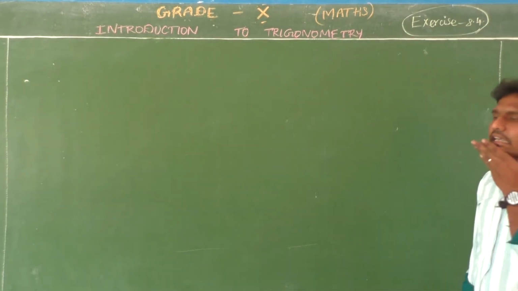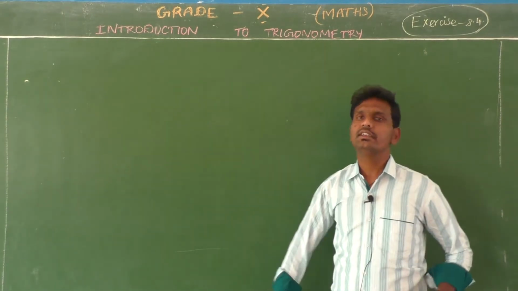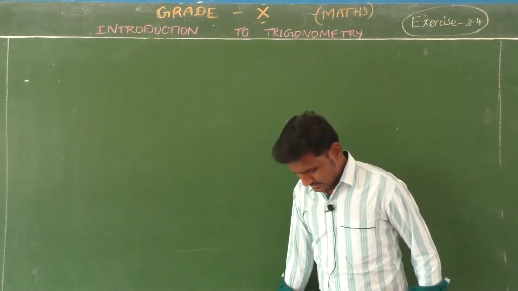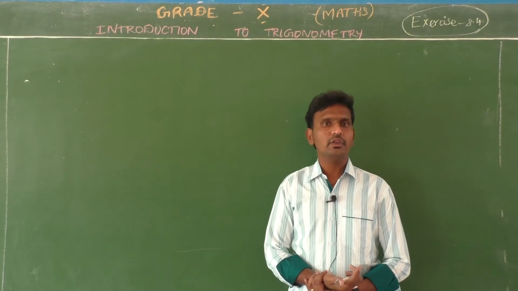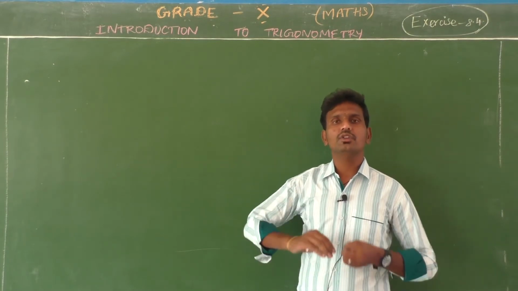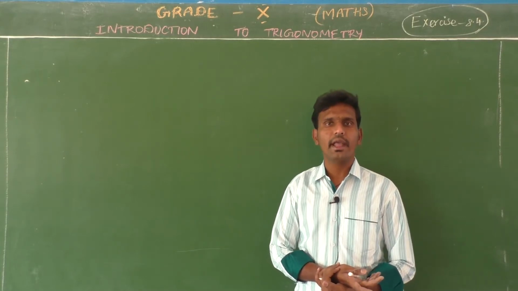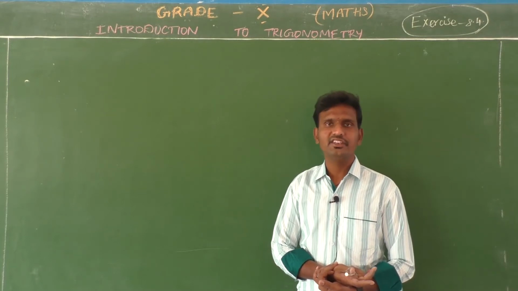So this is a class continuing the chapter number 8, Introduction to Trigonometry, the last exercise. In your previous classes, we already completed exercises 8.1, 8.2, and 8.3. Trigonometric ratios of complementary angles is a deleted portion for you in chapter 8.